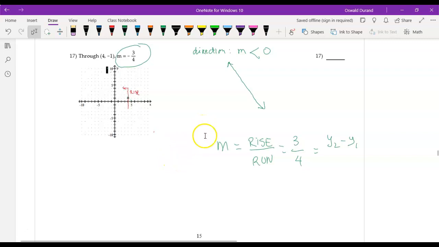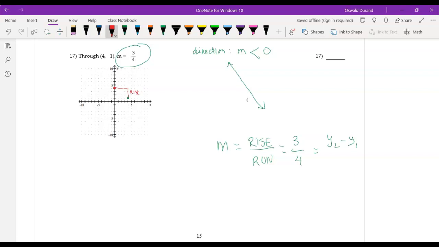All right, so that's exactly what we're going to do here. All right, so my rise is 3, and I can go 4 units to the left. So 1, 2, 3, 4, right? And the second point is right here, and that's it.